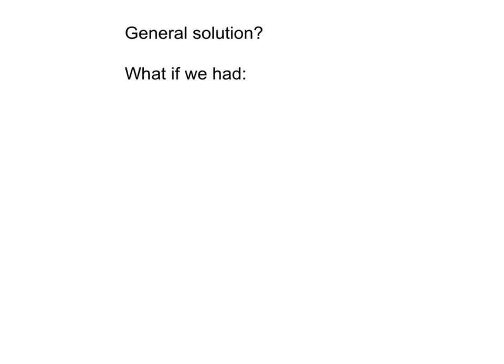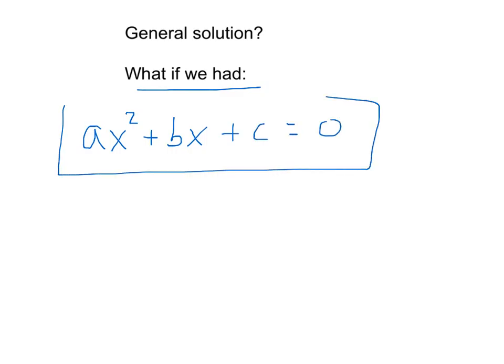What I want to leave you with is thinking about this question. What if we had the quadratic equation just ax squared plus bx plus c equals 0? And we wanted to take this equation and solve it so that we got our general solution, x equals something. How could we do that?